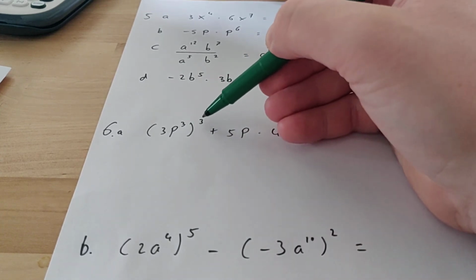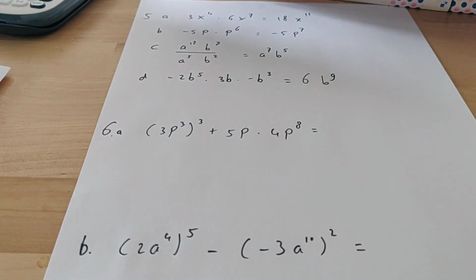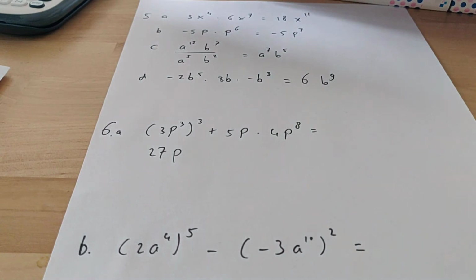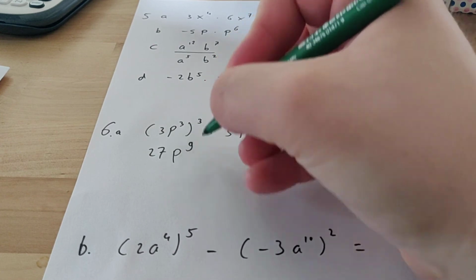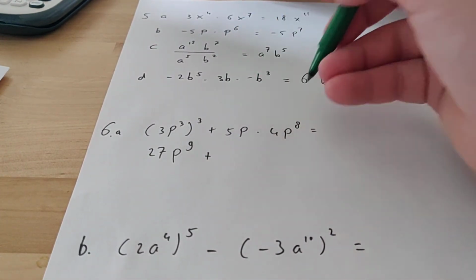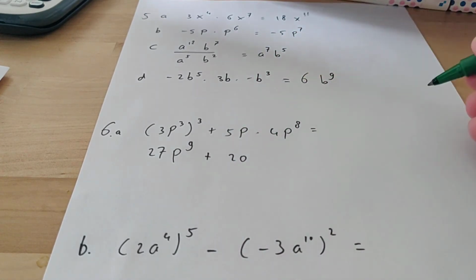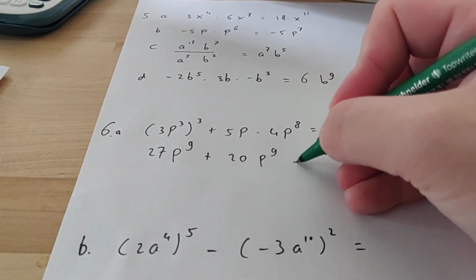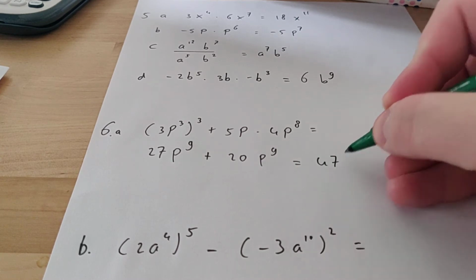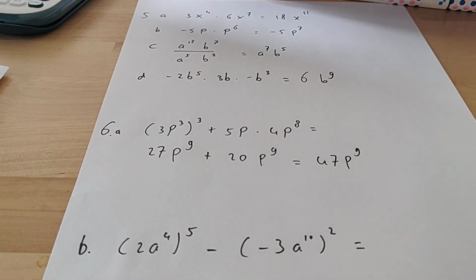But we can do this power here. So we're going to do 3 to the power of 3. That is 27. And then I'm going to write down a p. And then if you have a power to a power, you learned that you should multiply them. So 3 times 3 is 9. So I'm going to write that down here. I'm going to copy the plus. And then I'm going to multiply this. 5 times 4 is 20. And p times p to the power of 8 is p to the power of 9. So you have 27p to the power of 9 plus 20p to the power of 9. So when you add them, you get 47p to the power of 9.